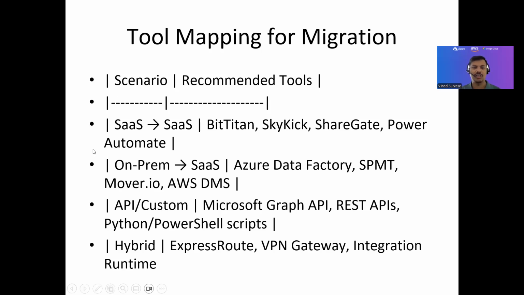This is not formatted as appropriately, you can see, but this is something that I have put together on different scenarios, including SaaS, on-premises, API or custom scripting, and hybrid. So you can see there are SaaS to SaaS, some of the recommended tools that I put on-premises to SaaS. There are different tools, and then API or custom scripts, including Graph API, REST APIs, including Python and PowerShell scripts. And on the hybrid scenarios, these are the other ways, using ExpressRoute or VPN gateways or integration runtimes, which is going to allow us to do that, right?